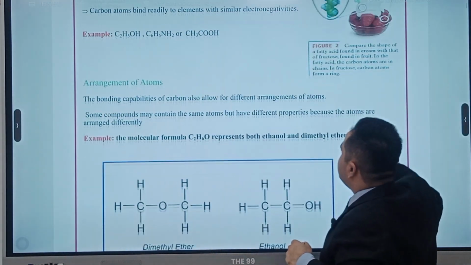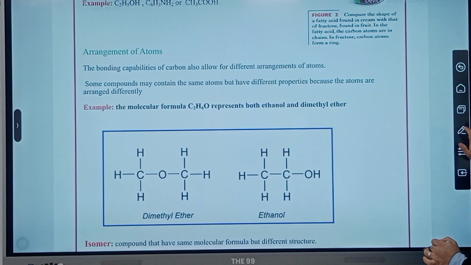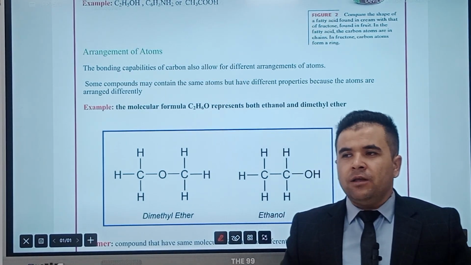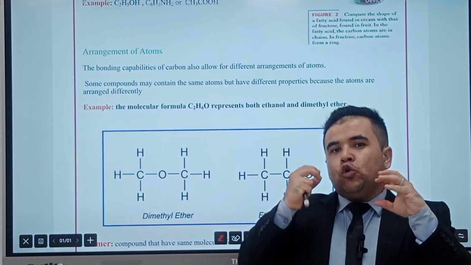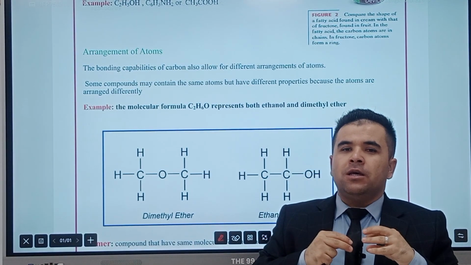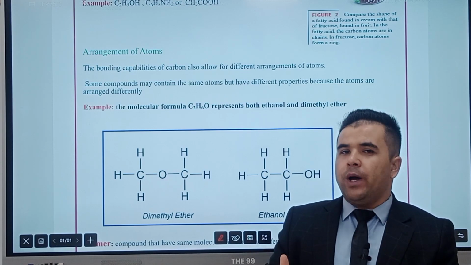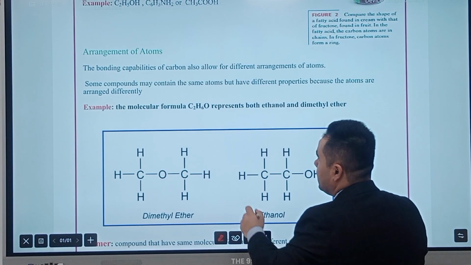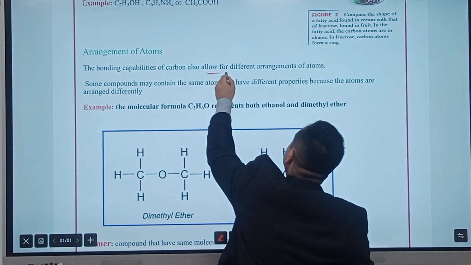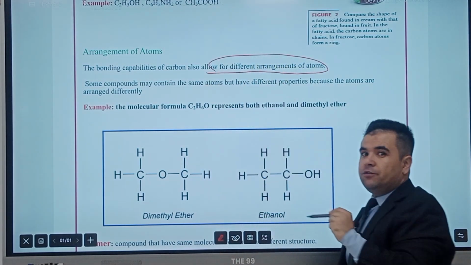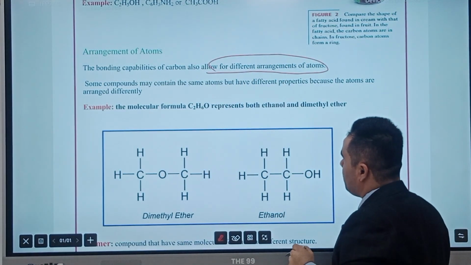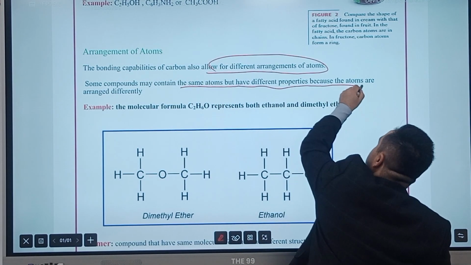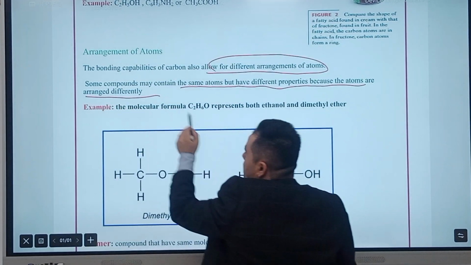The arrangement of atoms in carbon, guys. Another unique property of carbon is that the same molecular compound of carbon has a property to show different structures or different arrangement of bonding, and this we call the isomer, which we will be defining. The bonding capability of carbon allows for different arrangement of atoms or different structures in the bonding geometry. Some compounds may contain the same atoms but have different properties because the atoms are arranged differently.